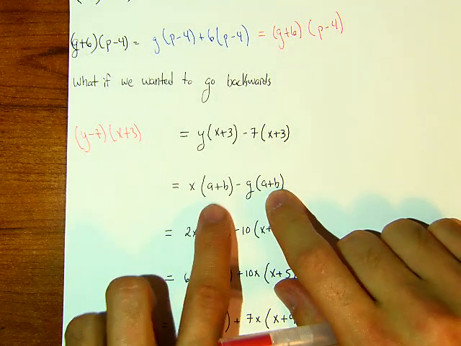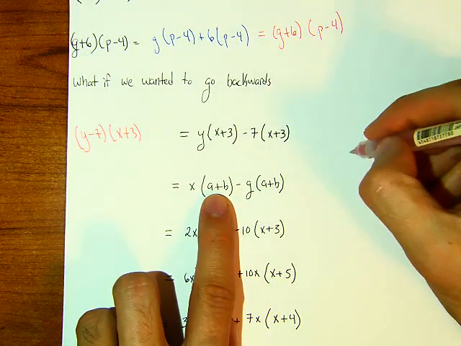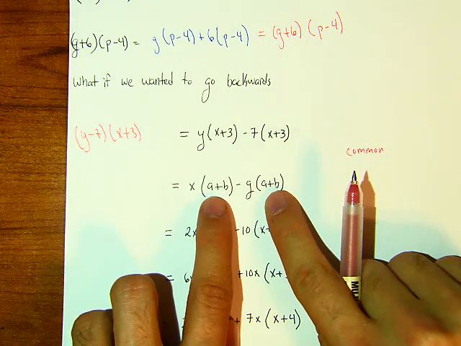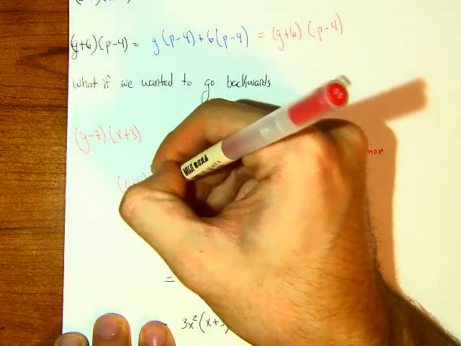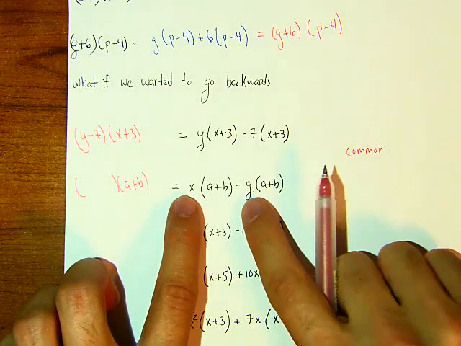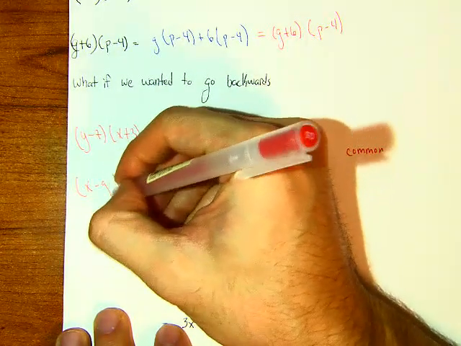Are these two the same? That a plus b and a plus b, do they have a common binomial? They do. It has a plus b, so we could use that a plus b. And then what would be in this binomial? You just take these two guys. You have an x and a minus g, so it's just x minus g.